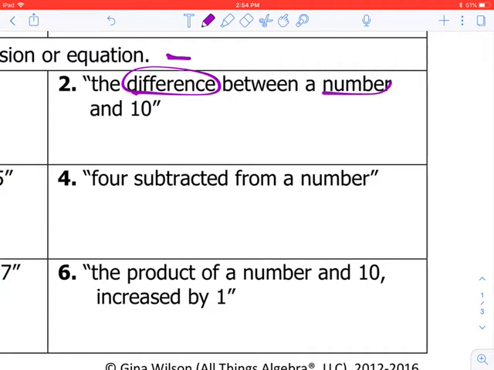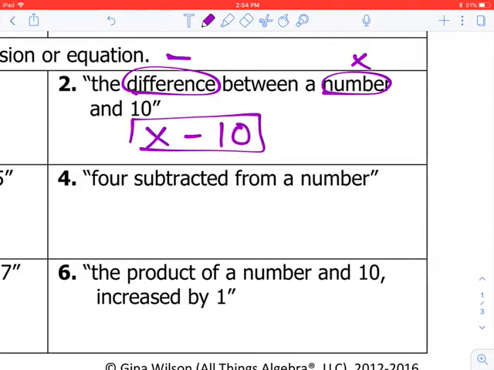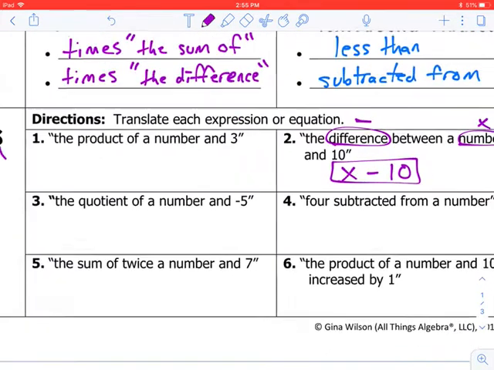Okay, so I'm going to get x for my number. So the difference between a number and 10 is just x minus 10. Okay, that's it. Now, for number 4, subtracted, let's just do number 1 real quick.